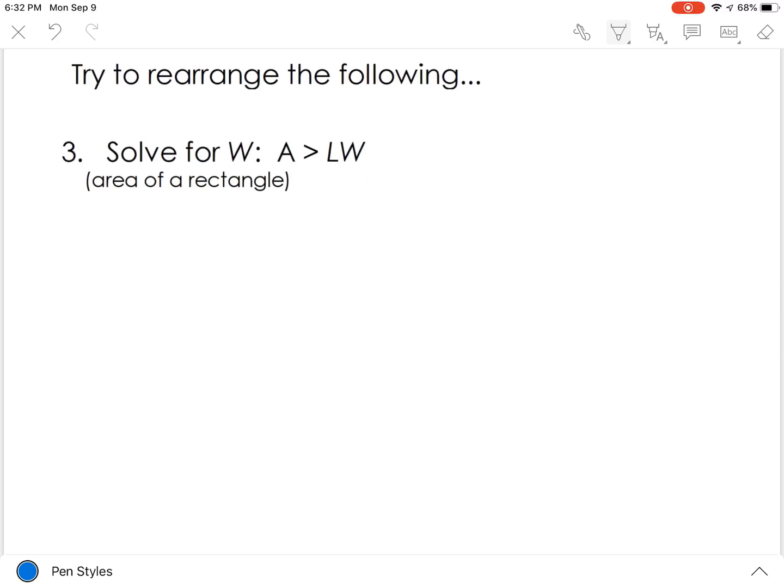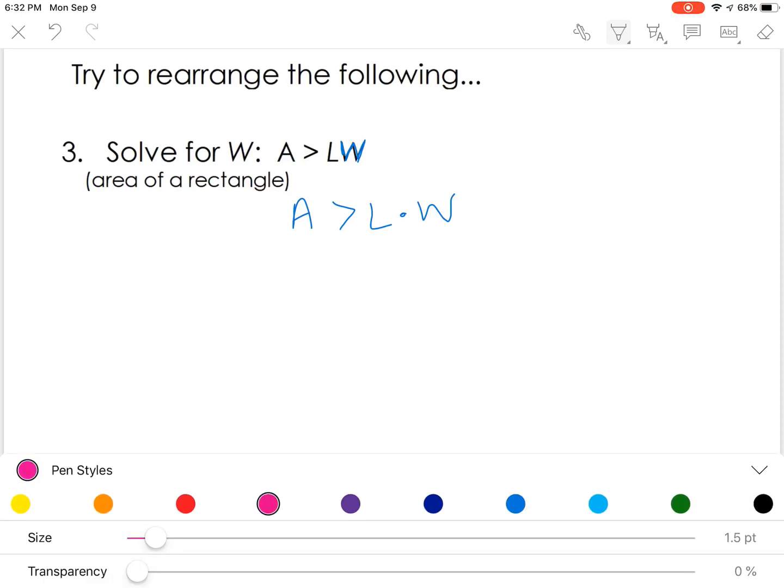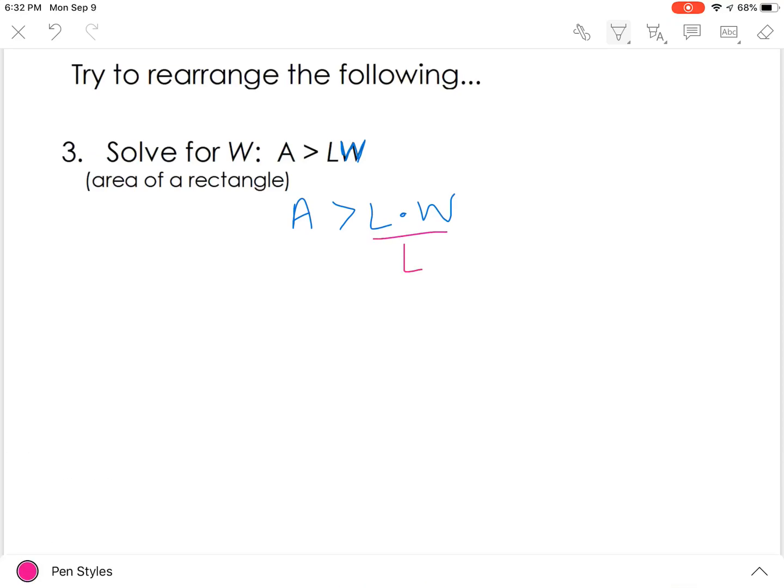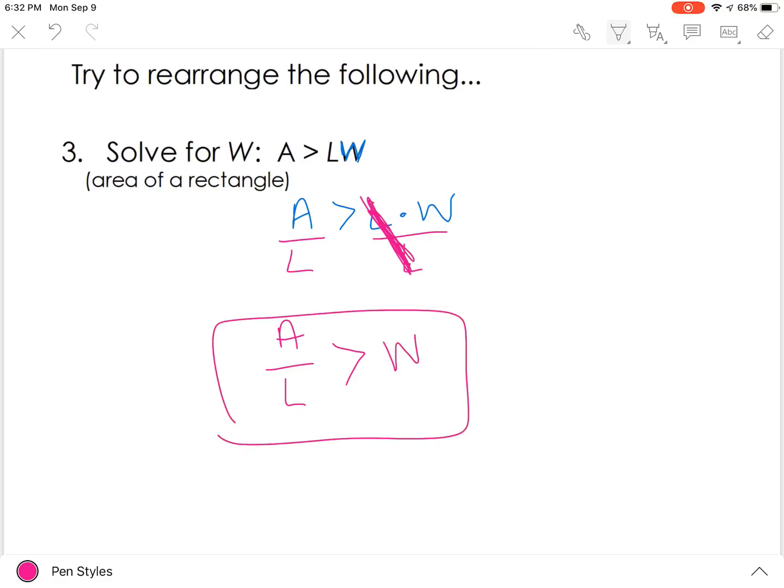Now, it'll be a good time to pause and see if you can solve this for yourself. So we have solve for w. Here's our w. A is greater than L times w. We're multiplying, so I'm going to rewrite this. The inverse of multiplying is just division, so divide both sides by L. A divided by L, we can't simplify that at all. Our L's simplify out, so we're left with w. A divided by L is greater than w.